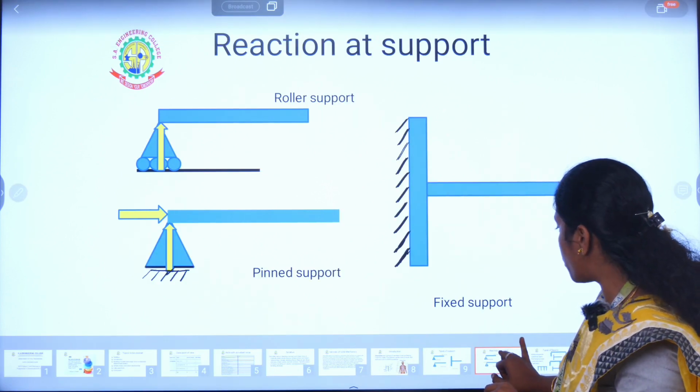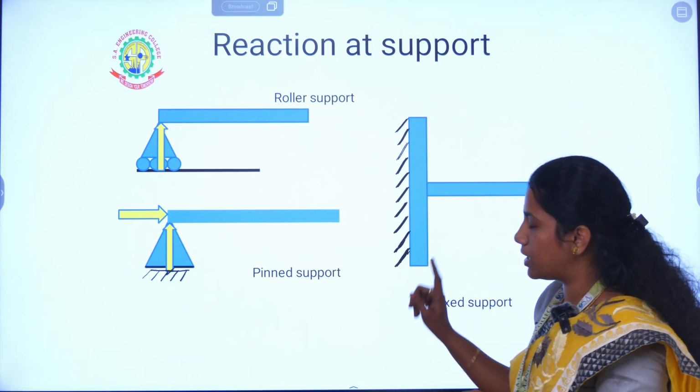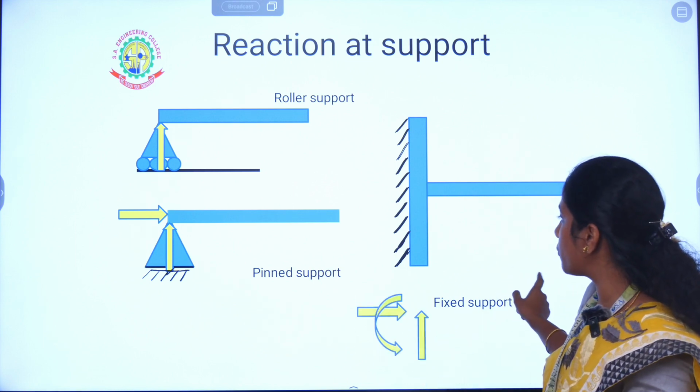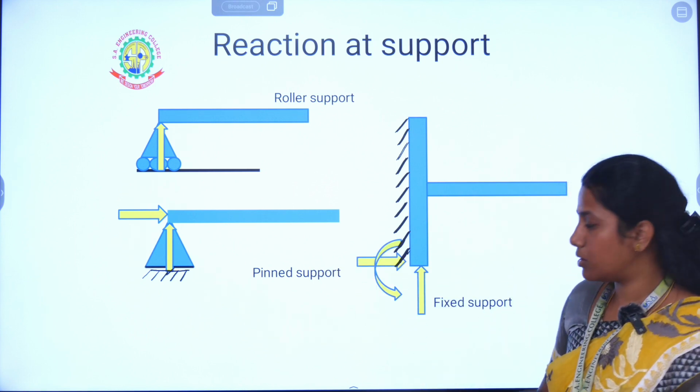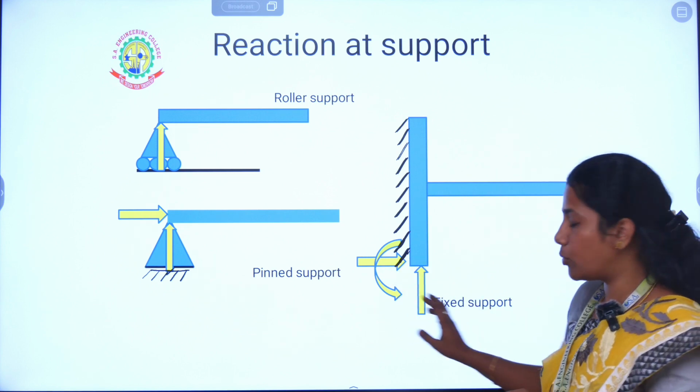According to the types of support, we have types of reactions. In roller support, we have only one reaction, in pinned support we have 2 reactions, and for fixed support we have 3 reactions. One is in the horizontal direction, one in the vertical direction, and the other is a moment.